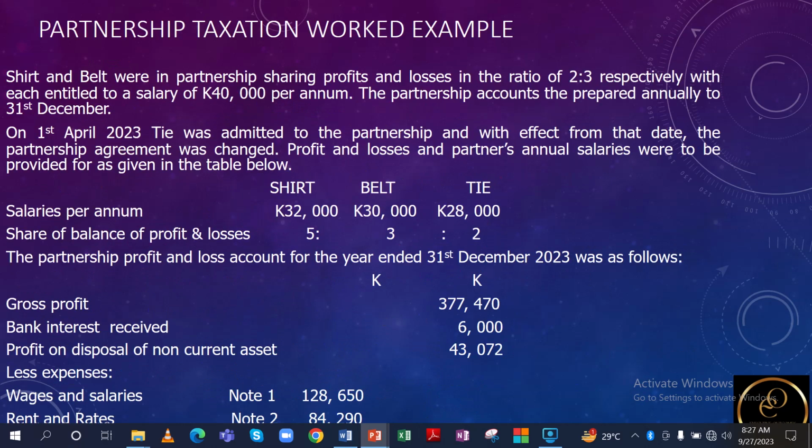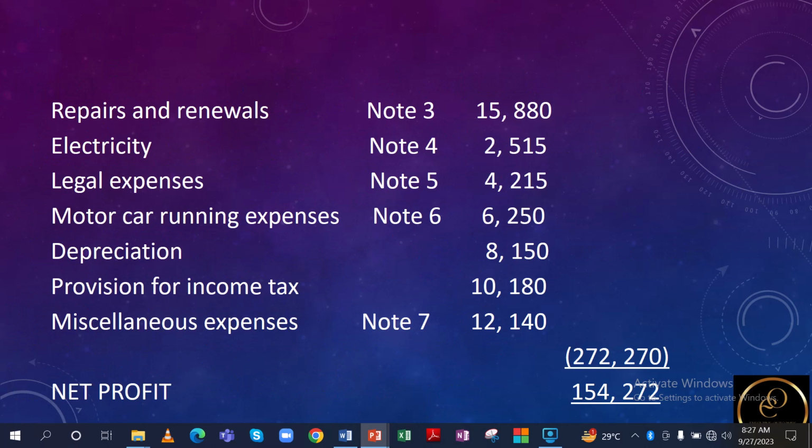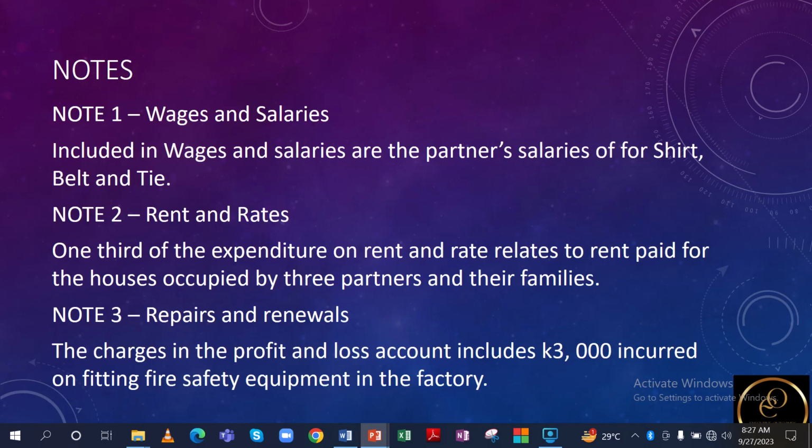In the income statement, we are given repairs and renewals. So repairs and renewals, there is a note number 3. Note number 3 tells us the charges in the profit and loss account include 3,000 incurred on fitting fire safety equipment in the factory.